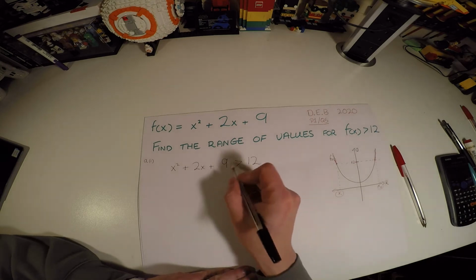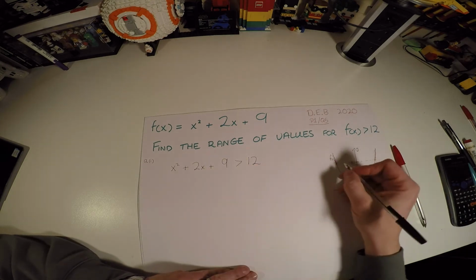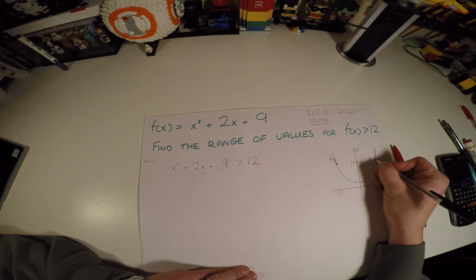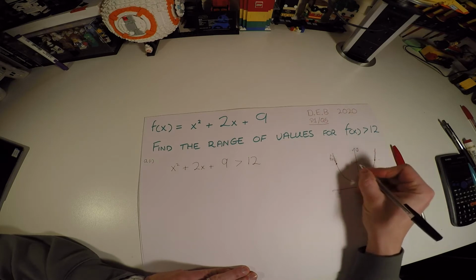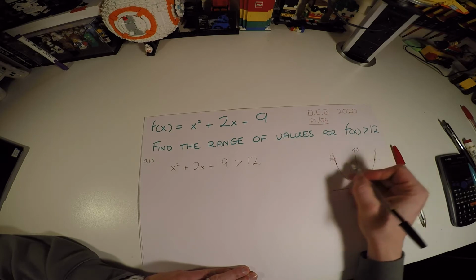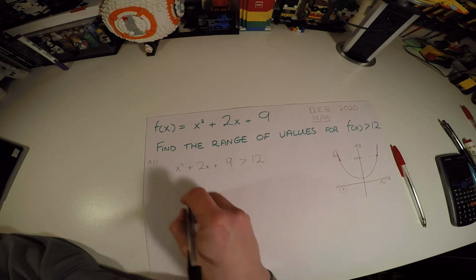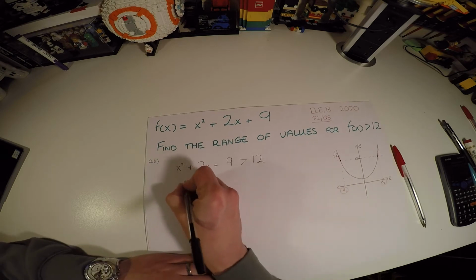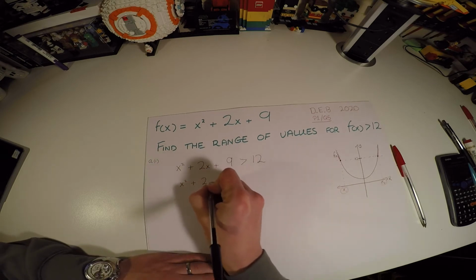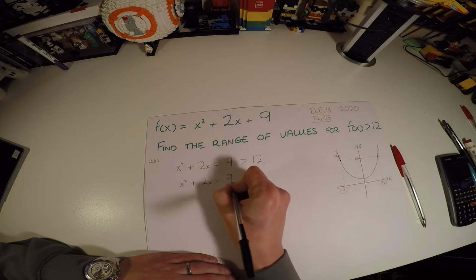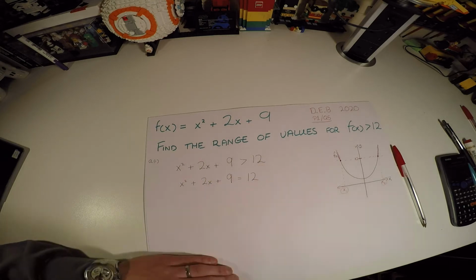So we can actually treat this like an equals. Why? Because I'm actually looking for these specific points, if you like, the points of intersection between the function f of x and the line y is equal to 12. So we could say this: what about x squared plus 2x plus 9 equals 12? We want to find these intersection points.